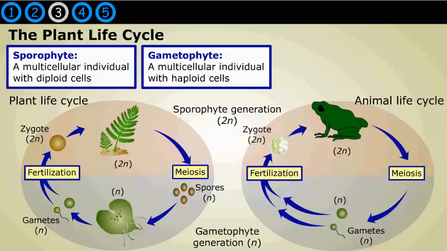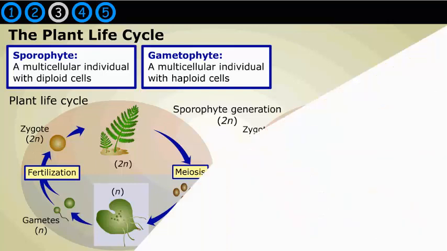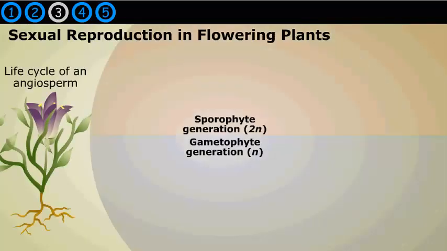The fact that plants have a multicellular haploid phase after meiosis and before the production of gametes makes their life cycle different from the life cycle of animals. Sexual reproduction varies among plant groups.